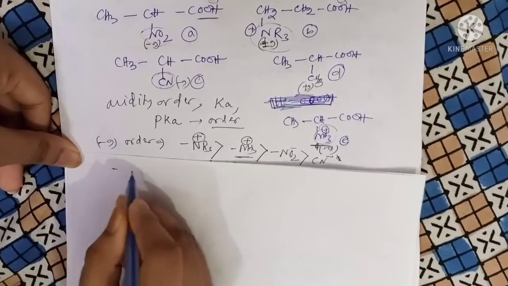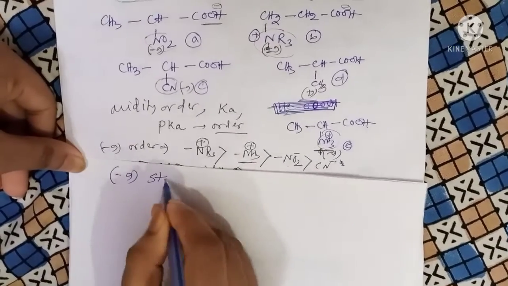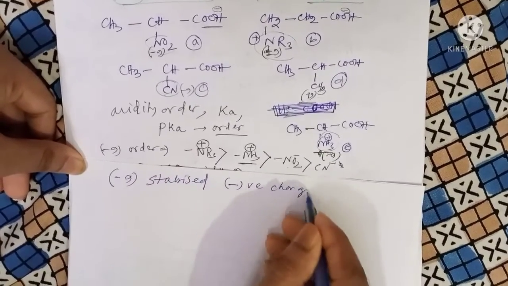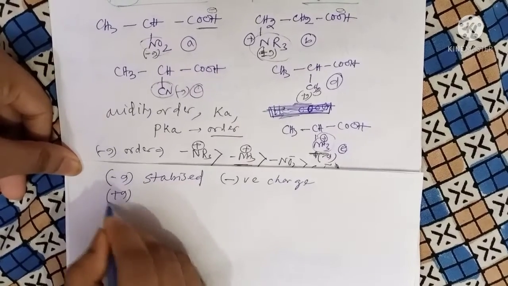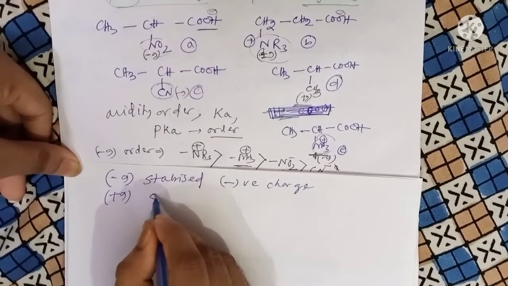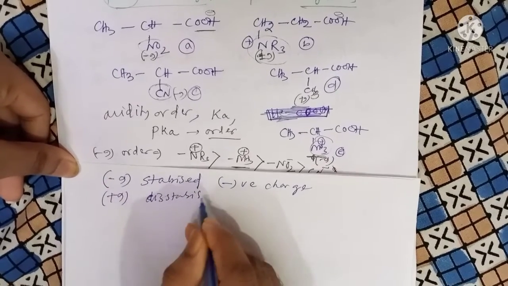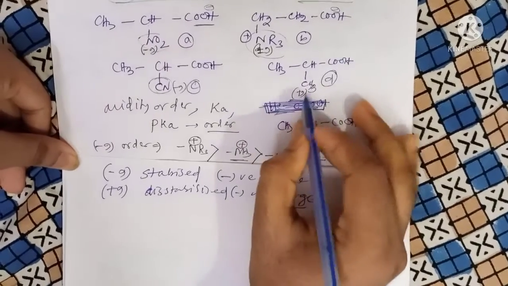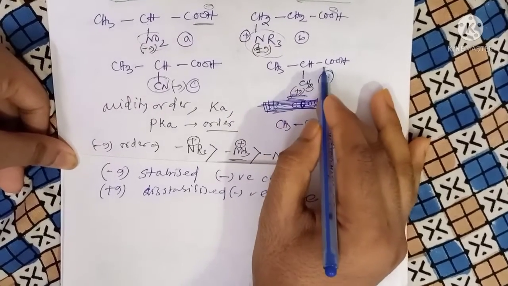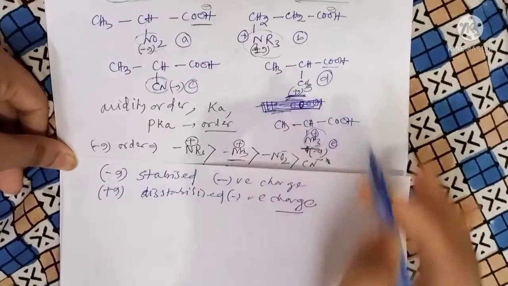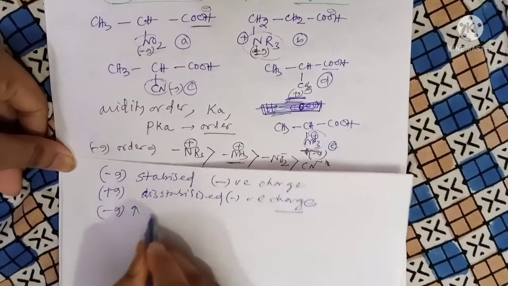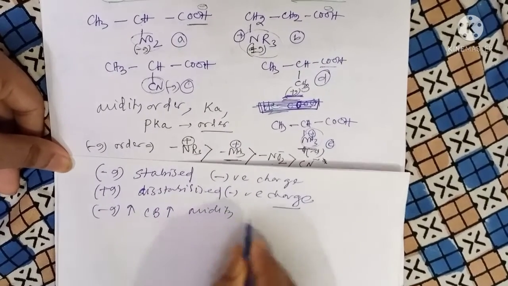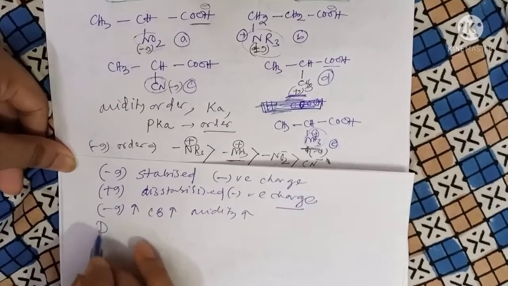Remember, minus I effect stabilizes negative charge and plus I effect destabilizes negative charge. So CH3 shows plus I effect, so the COO minus is destabilized, so this is the least acidic. We know as minus I effect increases, conjugate base stability increases and acidity increases.